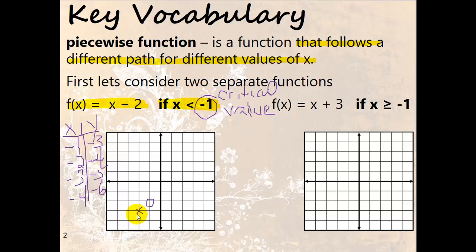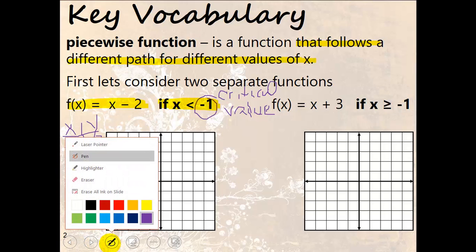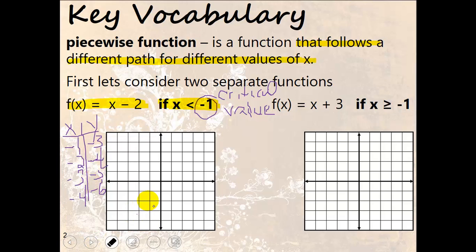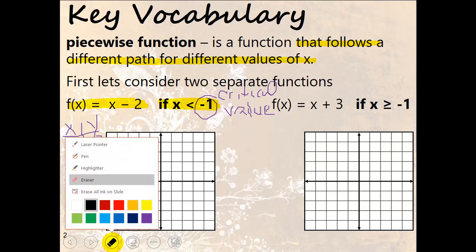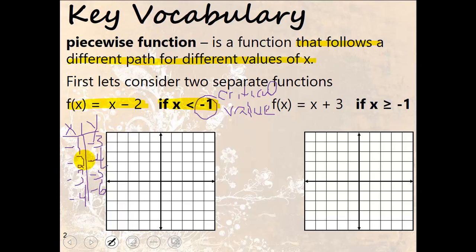Oops, I think I put that in the wrong spot. I started in the wrong spot there. Let me erase here. Go back to my pen. So I have -1, -3. And I have an open dot there. Then I have -2, -4. And then I have -3, -5. If I had room for -4, -6, I would go ahead and put that on. And then I'm going to connect it. Notice that I don't go to the right at all, okay?